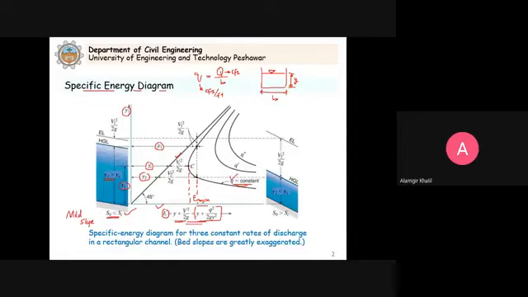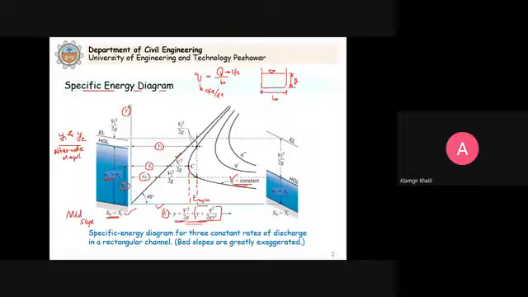So that's why we call this Y1 and this Y2 alternate depths. These are known as alternate depths. It means that Y1 is the alternate depth of Y2, and Y2 is the alternate depth of Y1.